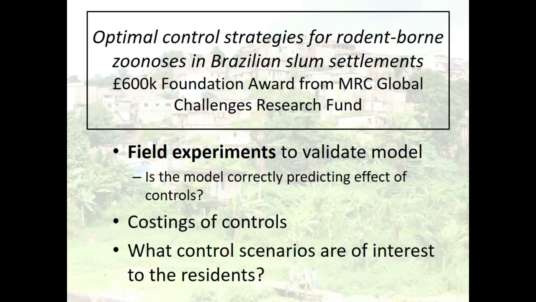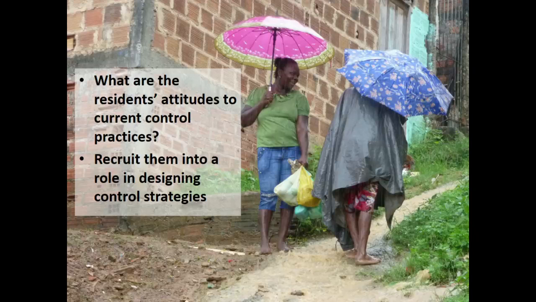And thirdly, and perhaps most importantly, is what control scenarios are of interest to the residents. The whole project is an interdisciplinary project, and one of the grant proposal aims will be to look at the residents' attitudes to the current control practices and actually recruit them into the role of designing the future control strategies to really make sure they're on board with rodent control that's happening where they live.